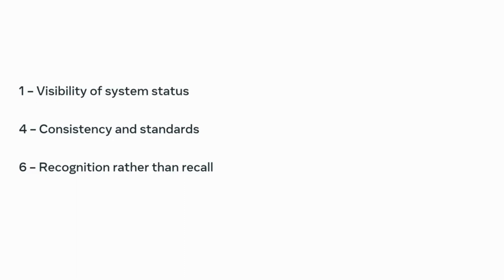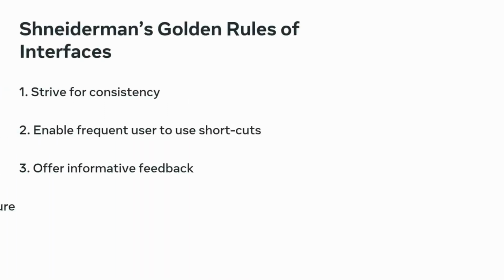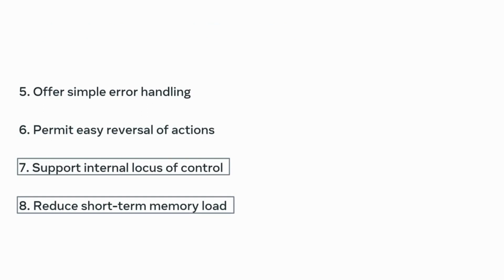Number 6 states recognition rather than recall, where you minimize the user's memory load by making elements, actions, and options visible. And lastly, number 8 requires aesthetic and minimalist design. Not only were Rams' and Nielsen's principles violated, but also Schneiderman's golden rules of interfaces number 1, 7, and 8. Let's explore these in more detail.